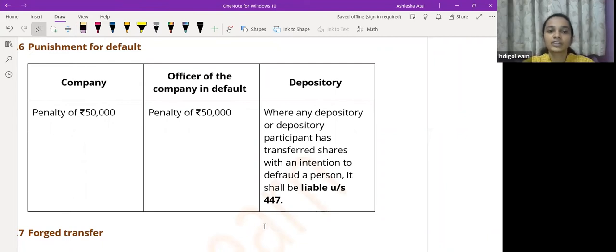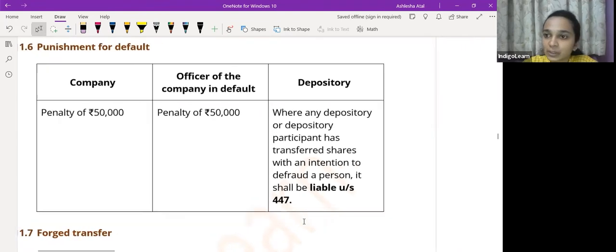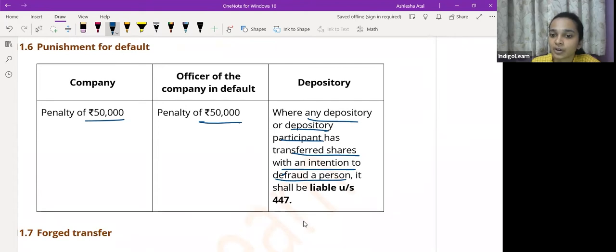Okay. So let's now talk of punishment for default. If any default happens under this section, what would be the punishment? Penalty for the company: 50,000. Officer in default: 50,000. When any depository or depository participant has transferred shares with an intention to defraud a person, shall be liable under 447.